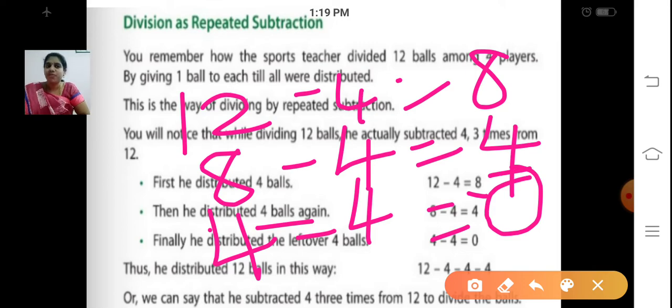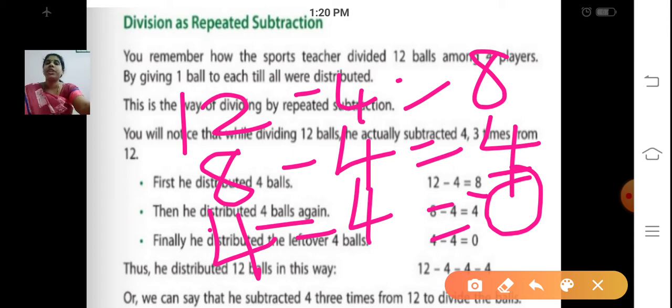You know 12 minus 4 is 8, right? After 4, 5, 6, 7, 8, 9, 10, 11, 12. So 8. Again from this 8 he is giving 4 more balls, so that we have to subtract. 8 minus 4 is 4. From this 4 again he is distributing, right? So 4 minus 4, 0. So you are going to subtract till you reach the number 0.